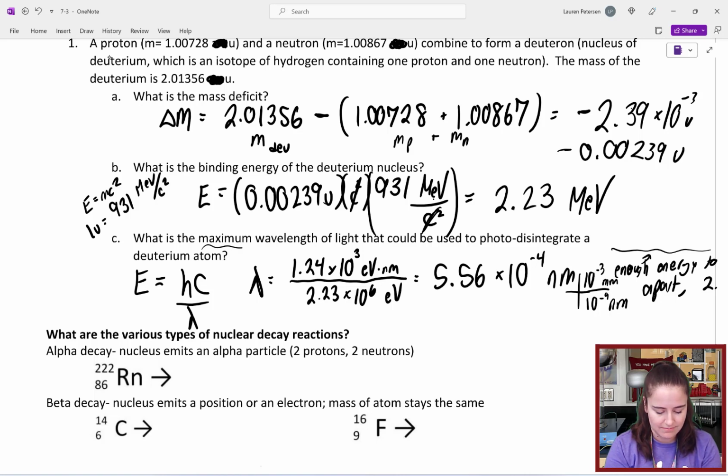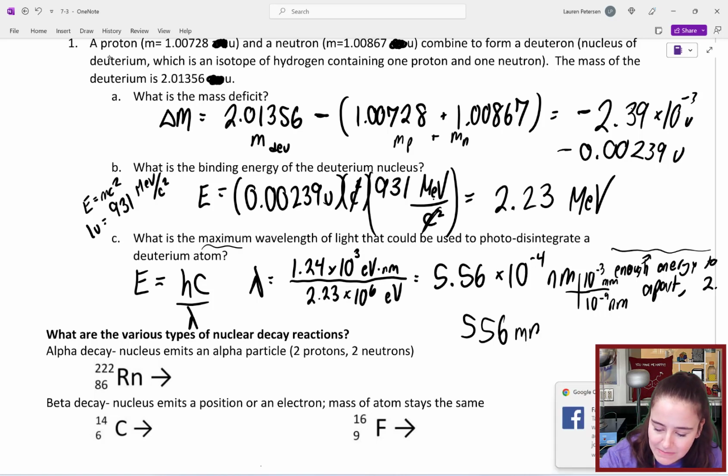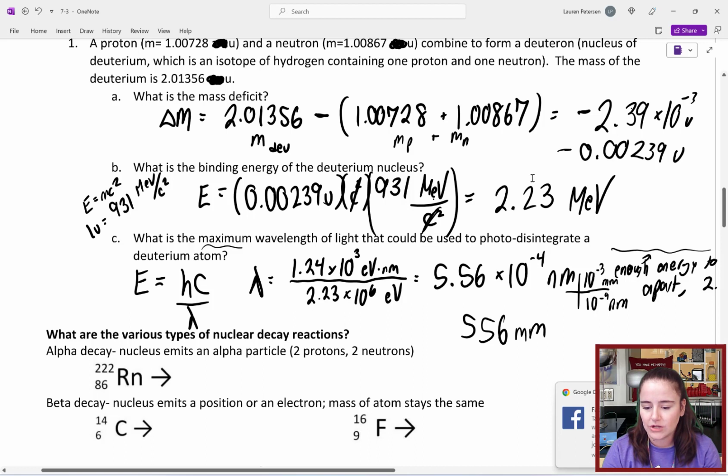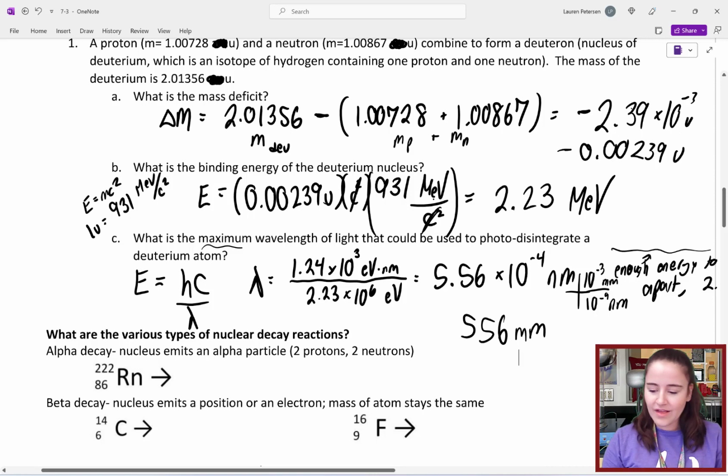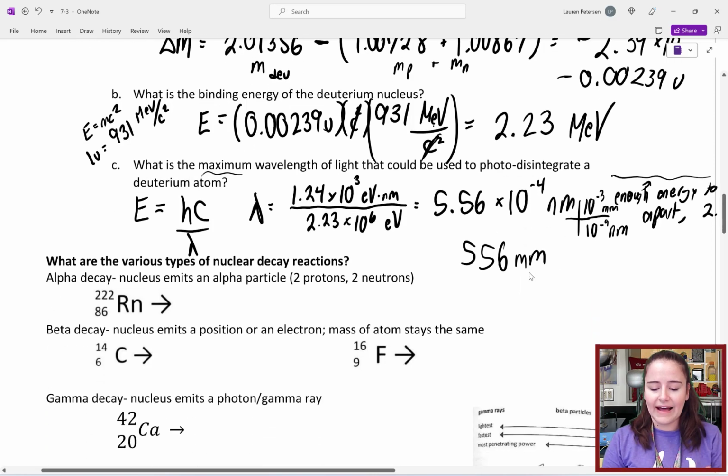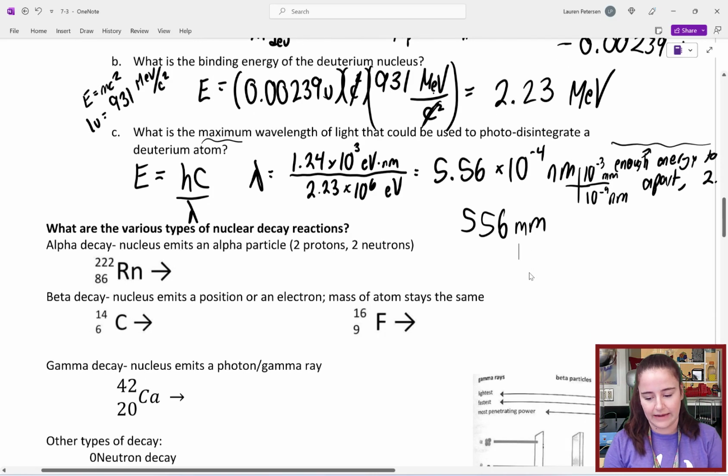Do I really need to do this in my calculator? Probably not, but sometimes I get a little mixed up, so I like to. Yep, we get 556 millimeters, which is what I expected. Okay, going up by an order of 6, so move that over there. Okay, cool. Let's go ahead and look at some different nuclear reaction types.